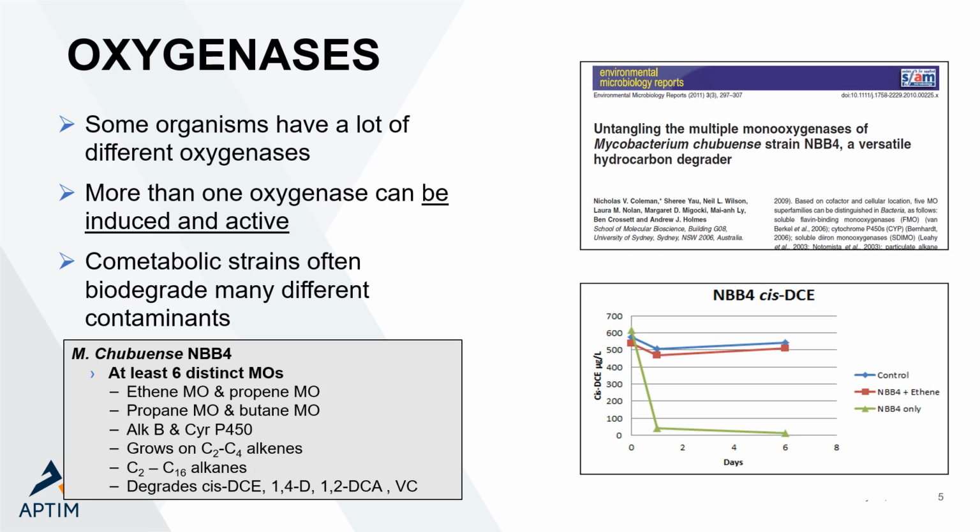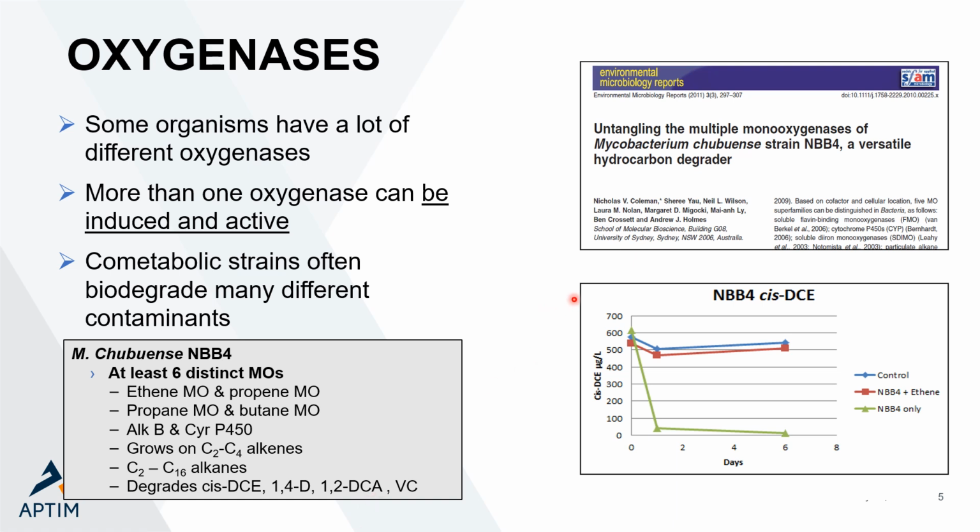So historically, it was thought that these organisms may have had one or possibly two oxygenases, but research over the past several years has shown that some of these different types of bacteria have many different oxygenases, and that more than one can be induced and active at the same time. So this strain, for instance, strain NBB4, this is some work by Nick Coleman's group, has at least six distinct monooxygenases. And it will grow on things like C2 to C4 alkenes, C2 to C16 alkanes, and it degrades a whole variety of different compounds, including 1,4-dioxane and some different chlorinated solvents.